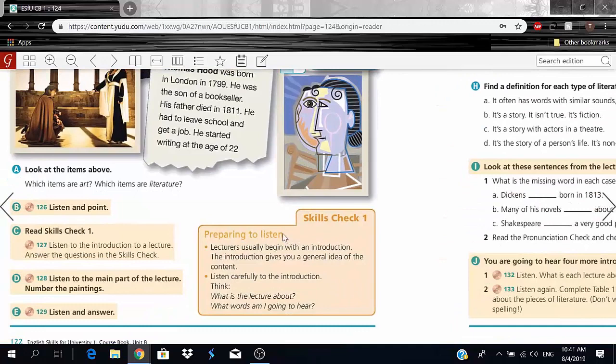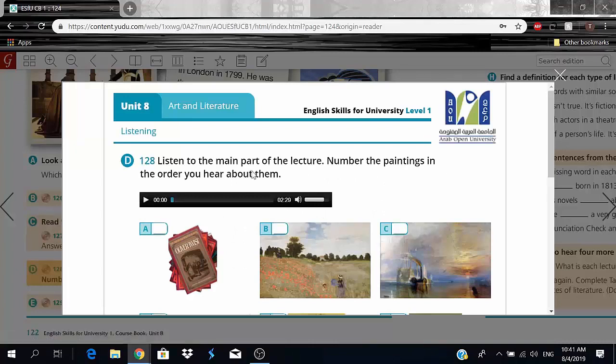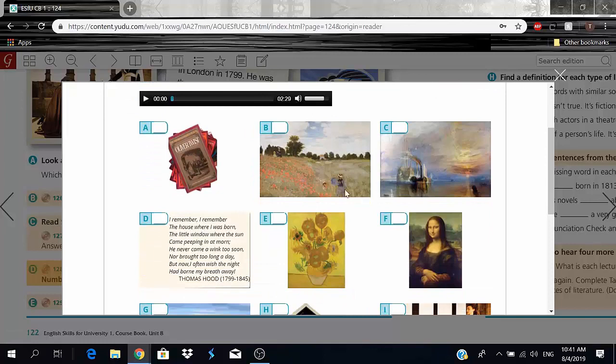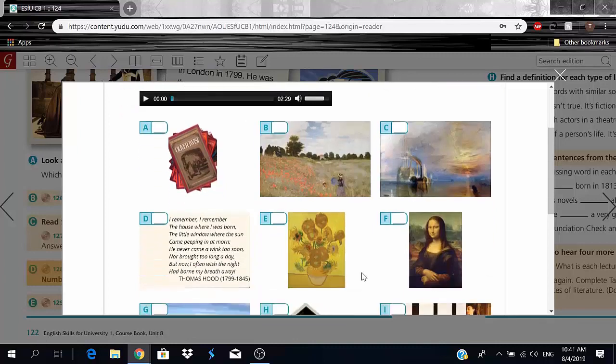Now that I got that out of the way, let's listen to exercise D here. Listen to the main part of the lecture and number the paintings in the order you hear about them. Okay, so we're going to have the main part of a small lecture, and we're going to hear about these things and number them, okay? I'll just let it play the first time, and the second time I'll be solving it with you guys. Here we go.